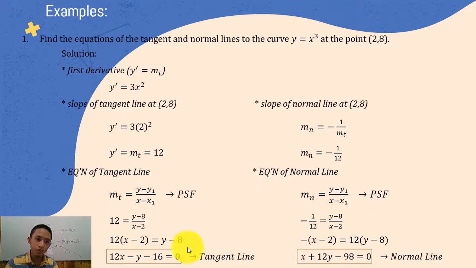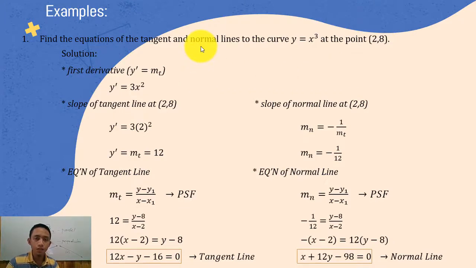Why tangent line? Because we use the point where the tangent line passes, and we use the slope of the tangent, which is the first derivative. Okay, we are done with the tangent. How about the normal line? For you to have the equation of the normal, you need to have the slope of the normal and the point, which is the same (2, 8). We already have this point. All you need to do is find the slope of the normal.